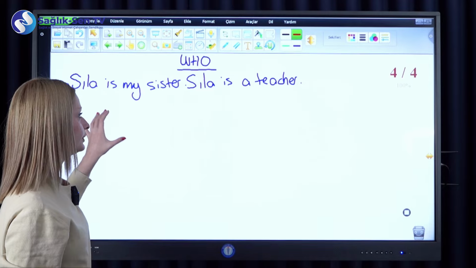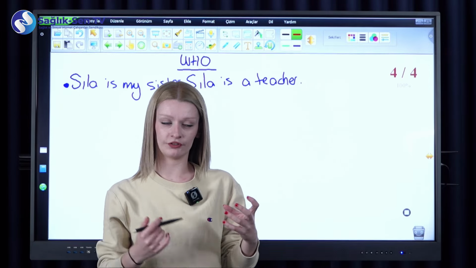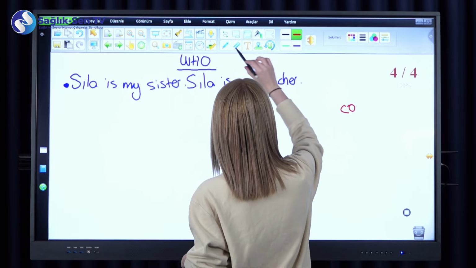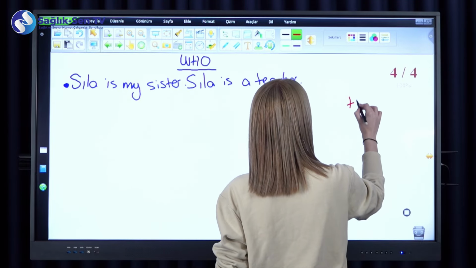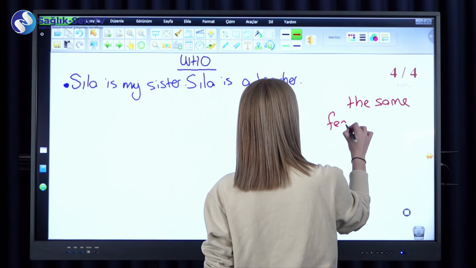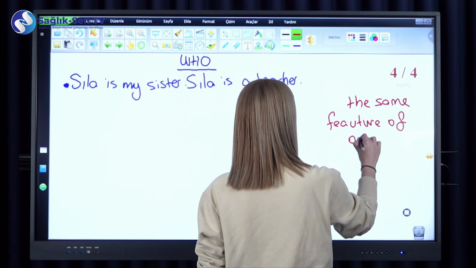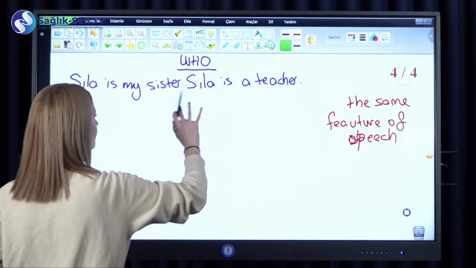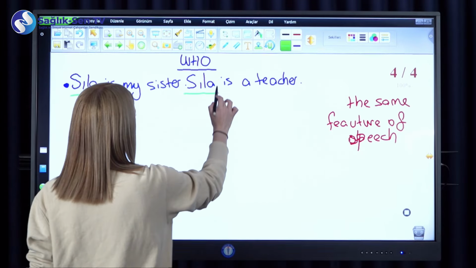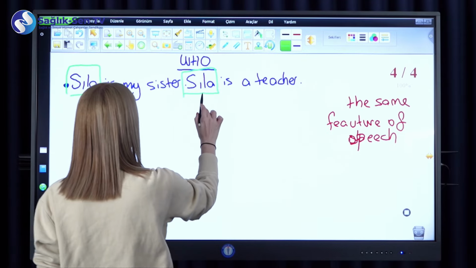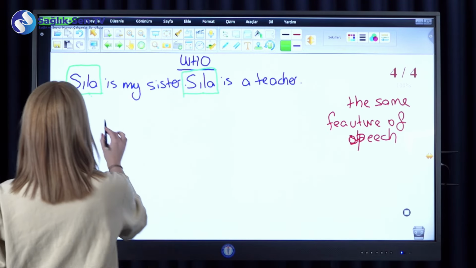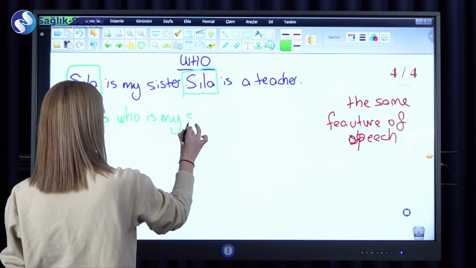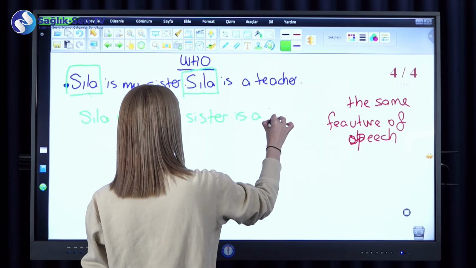Now, in order to rewrite this sentence using a relative clause, I have to find the same feature of speech. What is one thing in common here? Sıla, and again, I can see the same subject in the second sentence. So I can say Sıla, who is my sister, is a teacher.